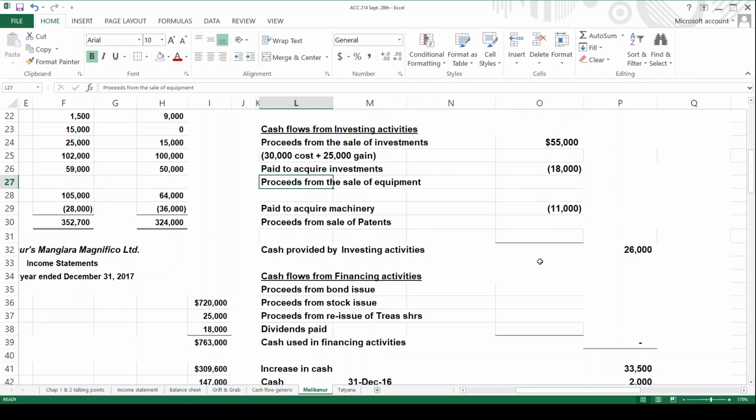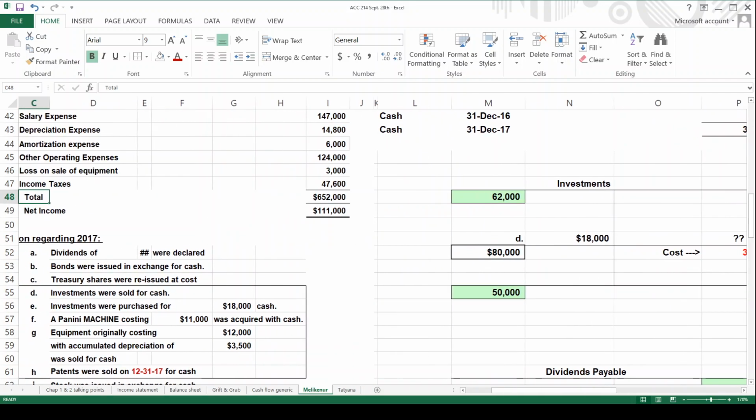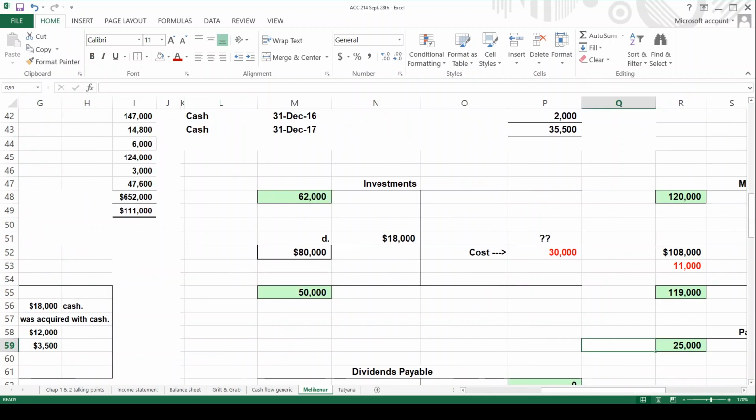This is a little bit more complicated than the investments because we have to calculate the book value of the equipment. What is the book value? Book value, excuse me, of any asset is the original cost minus the accumulated depreciation. So that's looking like what? $8,500 as a book value. All right, so let's go over there, drop that in.